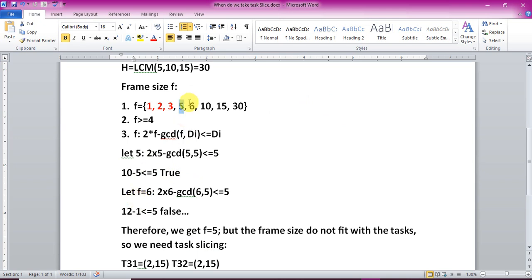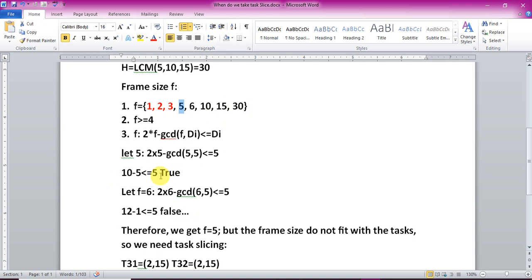Let's take another chance with 6. 2 times 6 is 12. The greatest common divisor of 6 and 5 is 1 only. So 12 minus 1 is 11, which is less than or equal to 5, which is false. Again, if we take 10, 2 times 10 is 20. The greatest common divisor of 10 and 5 is 5. 20 minus 5 is 15. 15 is not less than or equal to 5, and this also makes it false. So the only true frame size we select is 5 here.